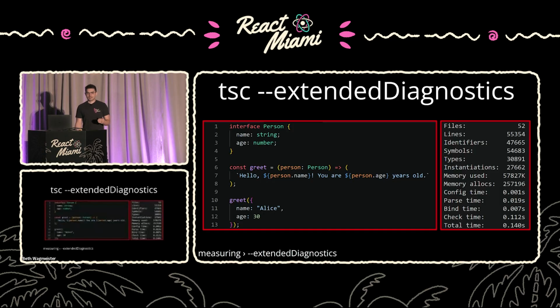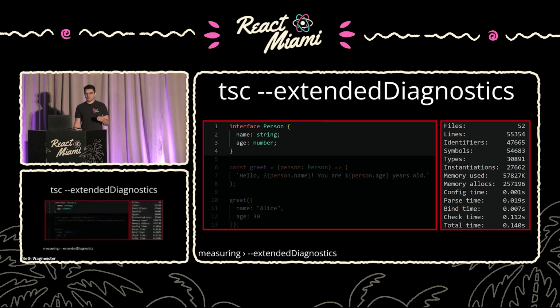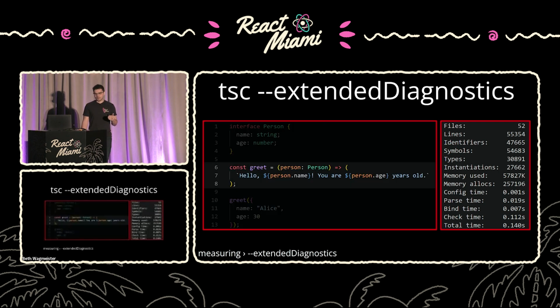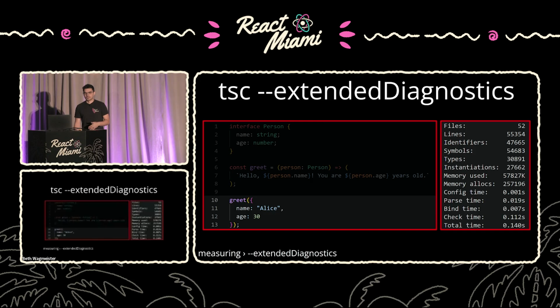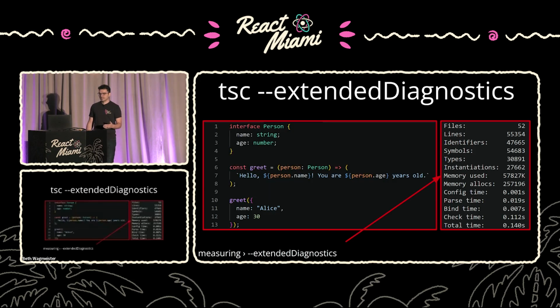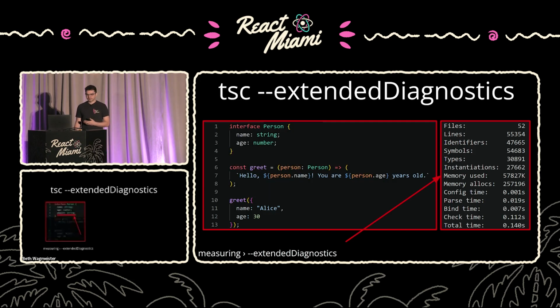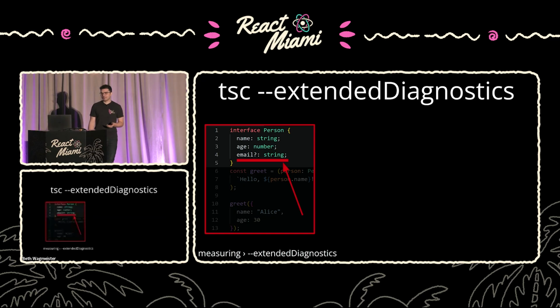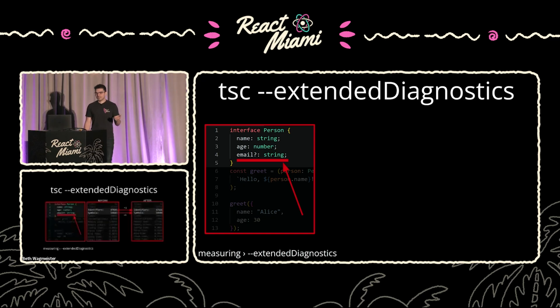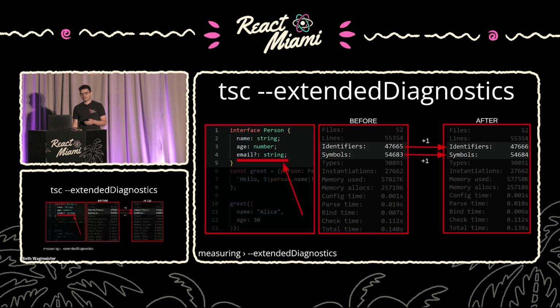So let's type check a single file. It's got a person type with a name and an age. It's got a function that uses it. And then I can call that function. So if I run extended diagnostics on this file, I get these stats. If I add an optional email property to this person type, the count of type identifiers goes up from 47,665 to 47,666, and the type symbols goes up by 1, too.